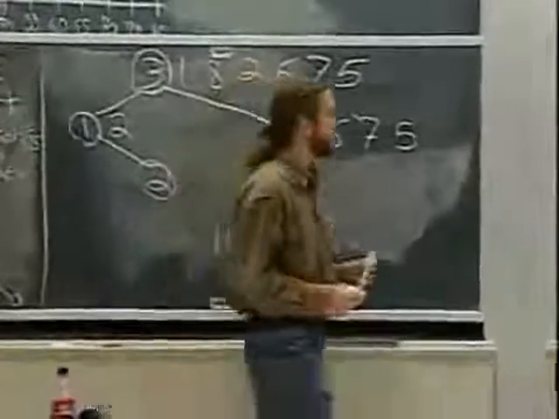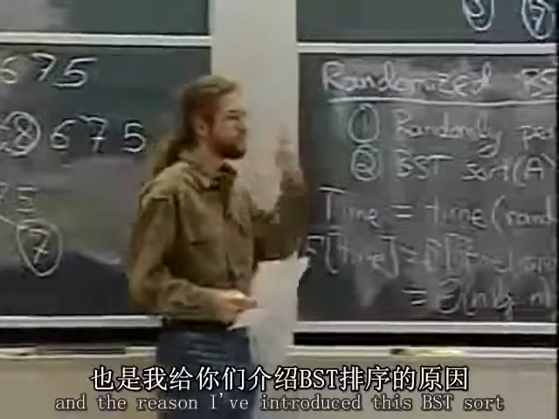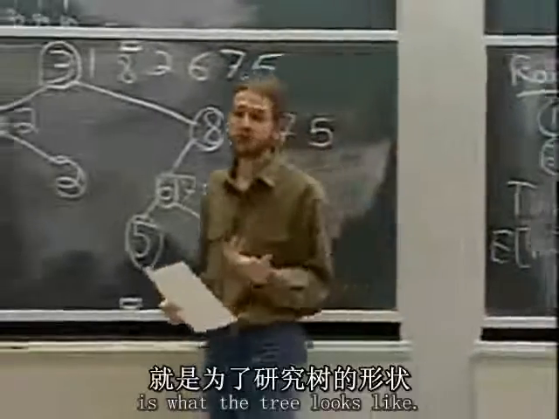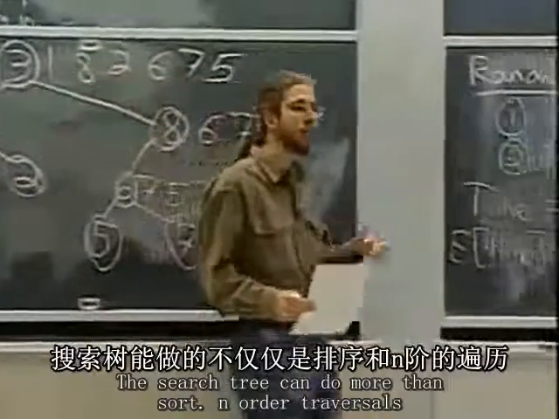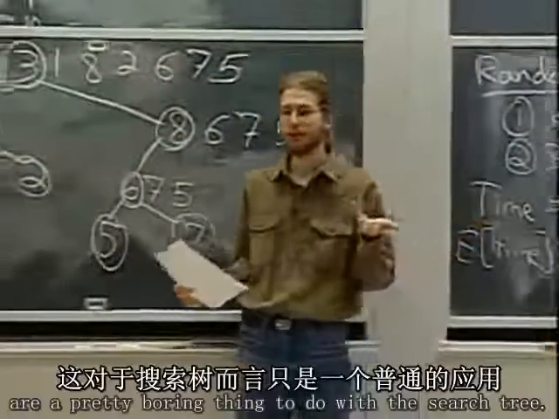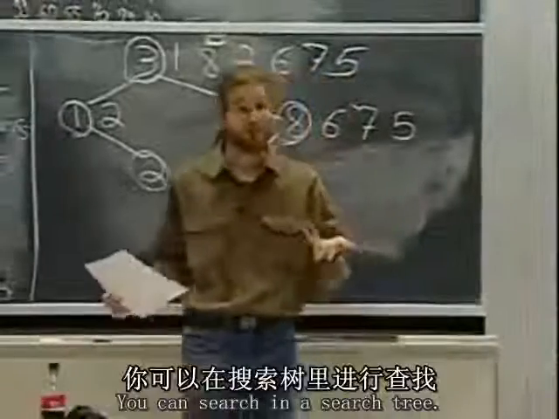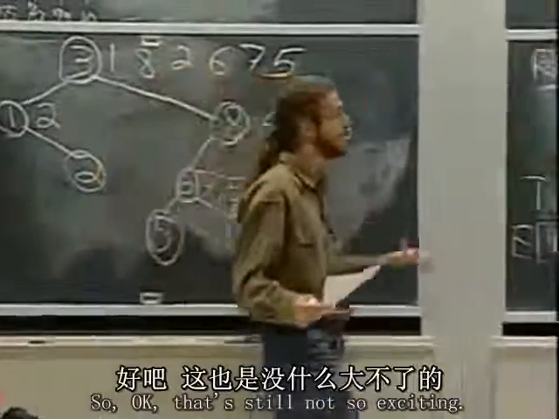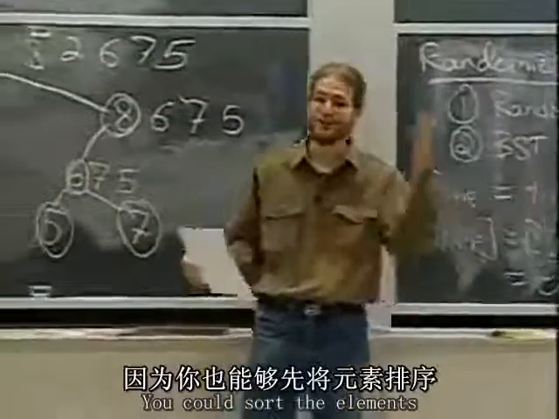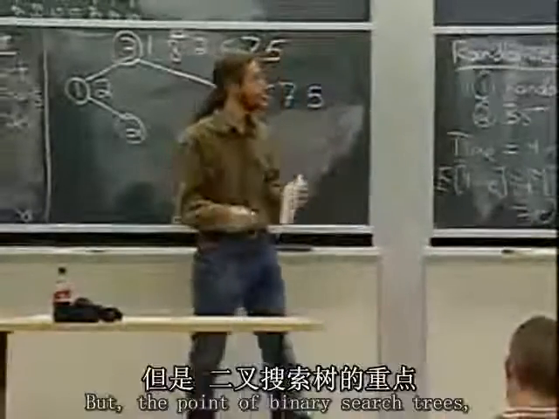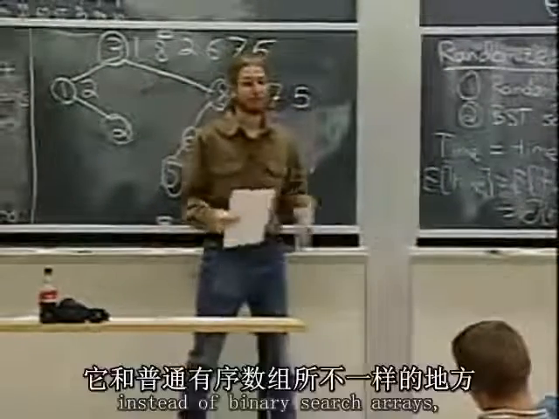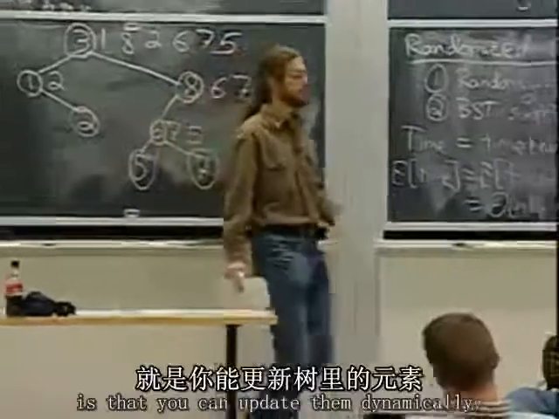What we actually care about, and the reason I've introduced this BST sort, is what the tree looks like. What we really want is that search tree. The search tree can do more than sort. In-order traversal is a pretty boring thing to do with the search tree. You can search in a search tree. So, okay, that's still not so exciting. You could sort the elements and then put them in an array and do binary search. But the point of binary search trees instead of binary search arrays is that you can update them dynamically.